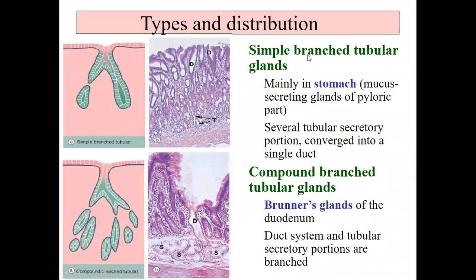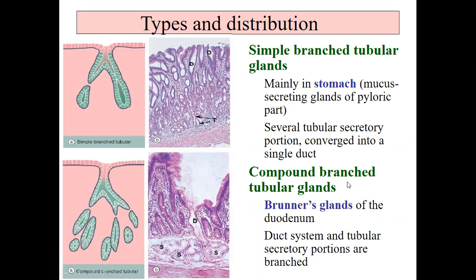And then we have the simple branched tubular gland. You can see here at the ductal portion, simple, does not have a branch, but when it comes to the secretory portion, it branches. Here it is tubular in shape. It can be found mainly in the stomach, the mucus secreting gland of the pyloric part. There are several tubular secretory portions, and these secretory parts converge into a single duct.